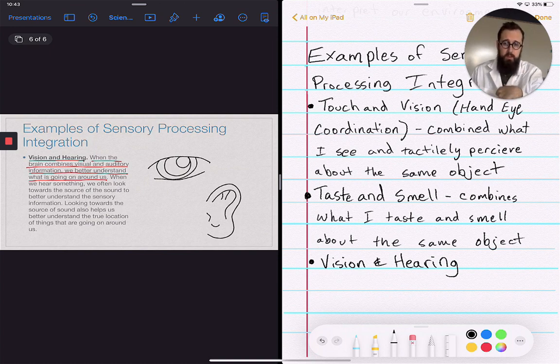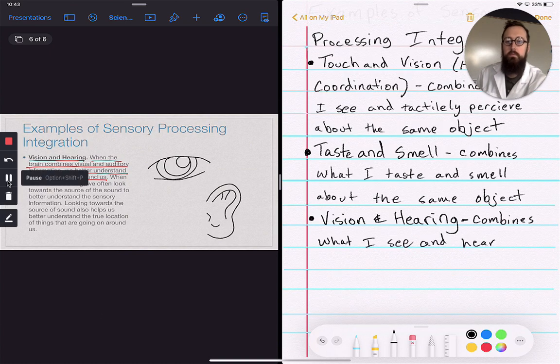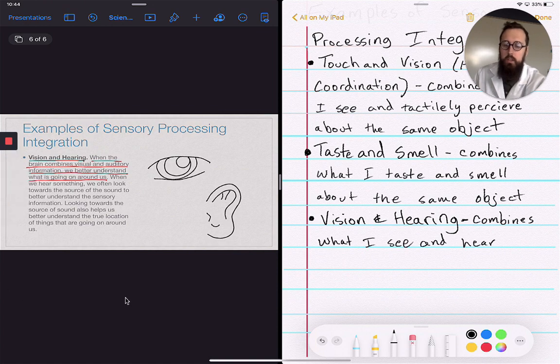So I'm going to write out pretty much the same as what I wrote for the other ones, just explaining that I'm combining information from visual and auditory. All right, there are those notes. That one's short, sweet, to the point.